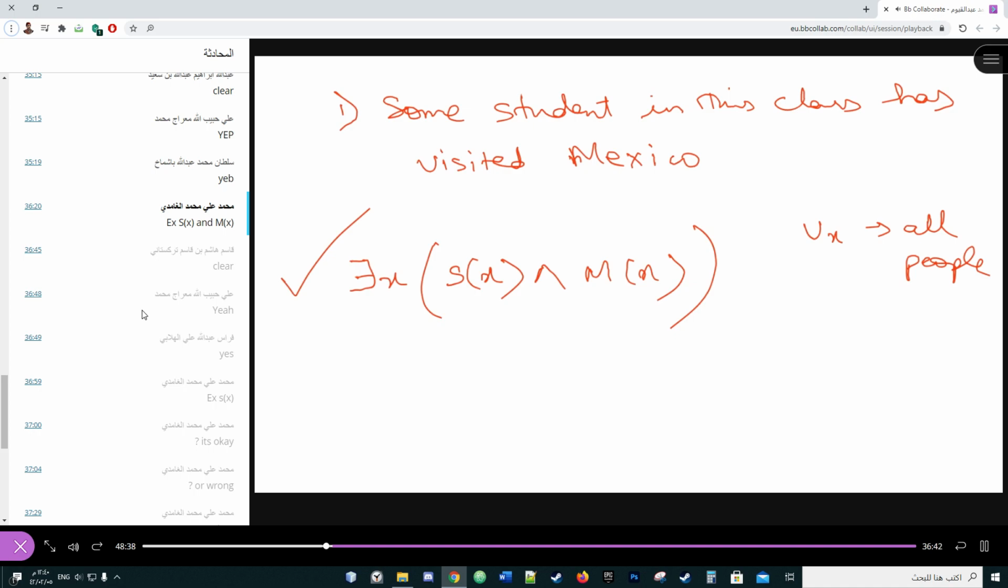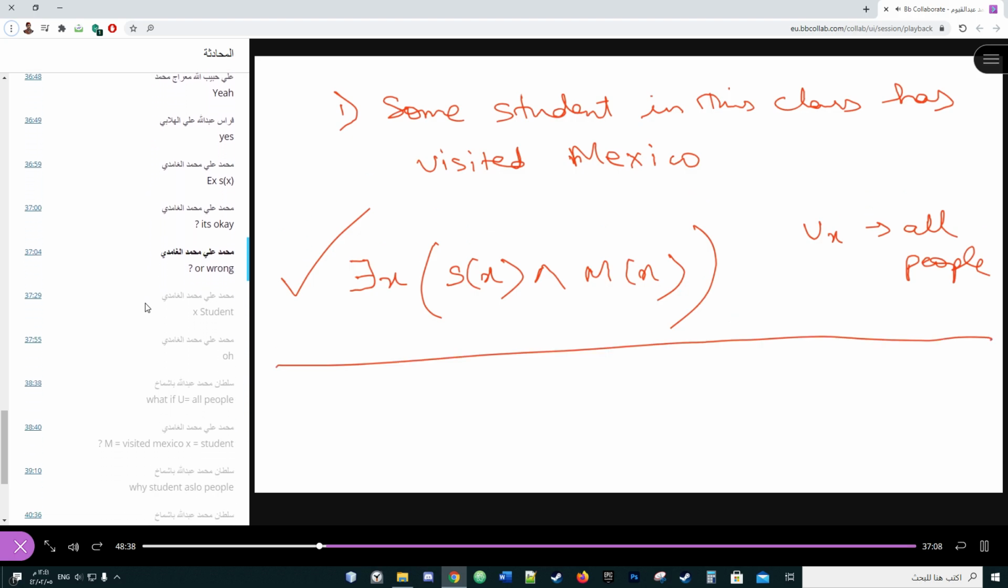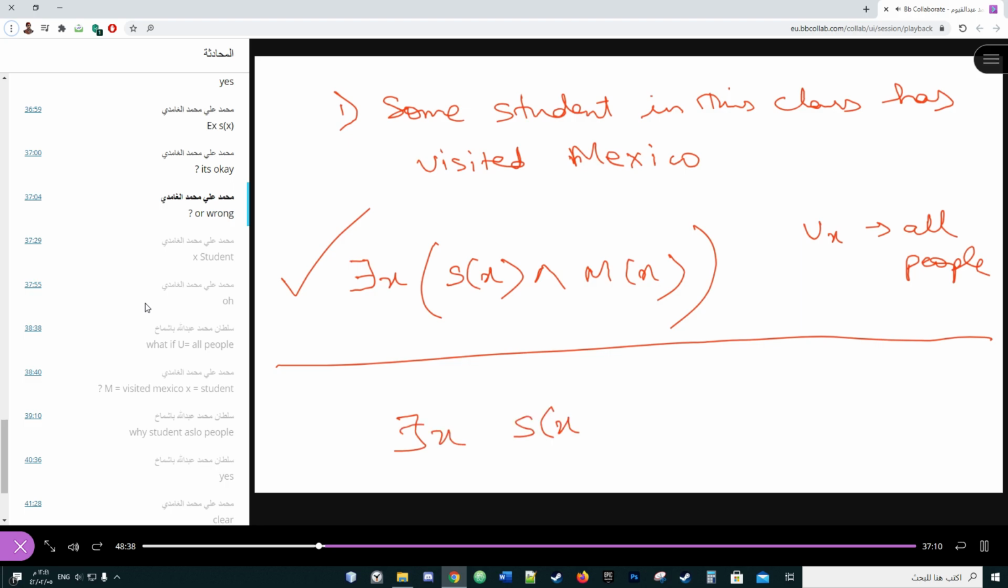Muhammad Ali has also done it. Is this clear? Some student in this class visited Mexico. Okay, so this comes with practice. So now if I give you a third example, you'll do it in probably 30 seconds. It just needs practice. Muhammad Ali, very good. So Muhammad Ali says, is this okay? Actually, what is S for you? What is S of X?